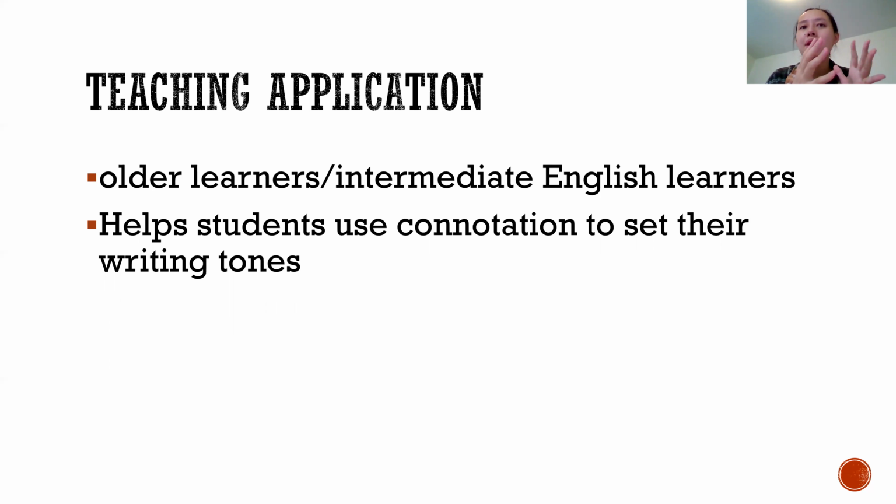So connotation is better taught to older learners or intermediate English learners. And as they get older or get better in English proficiency, we can teach them connotation to set their writing style and writing tone, and to help them build strong academic writing.